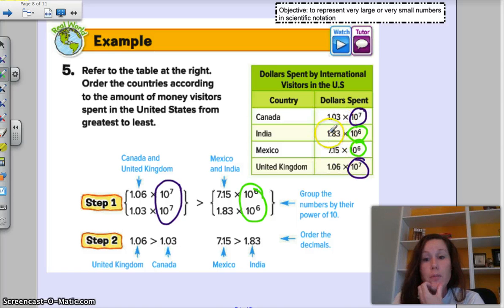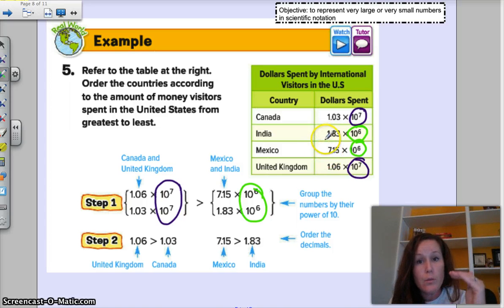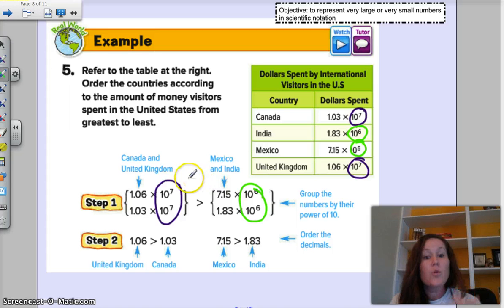Then I look at what the first factor is. The larger one comes first, so 7.15, which is Mexico. And then 1.83, which is India. That's less, so 7.15 is bigger than 1.83. Then I can order them all together.